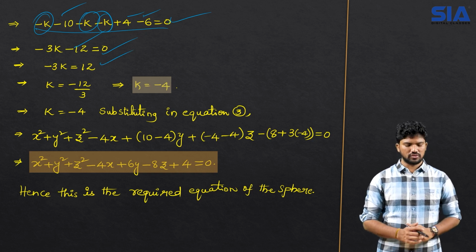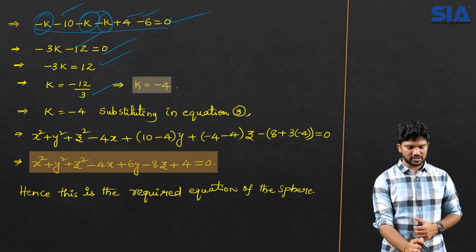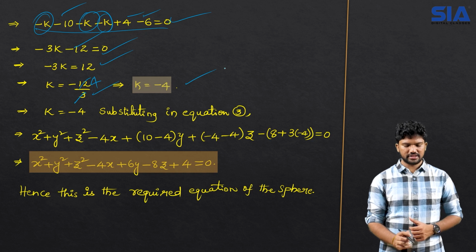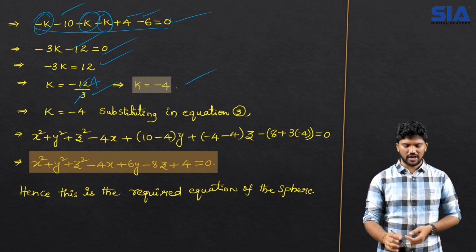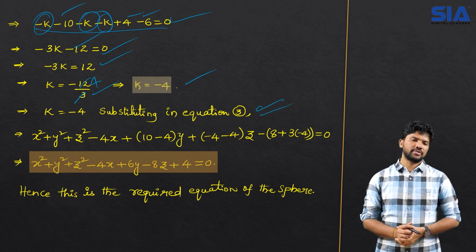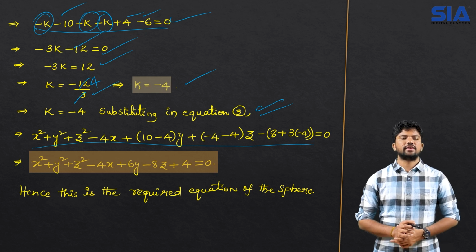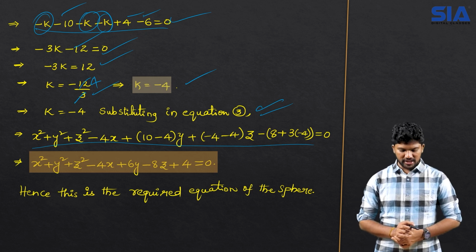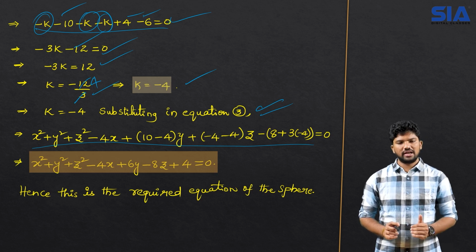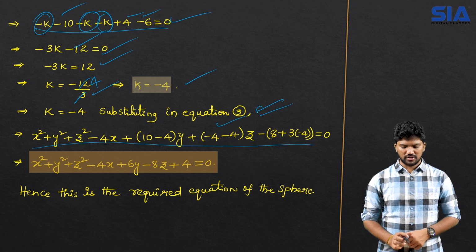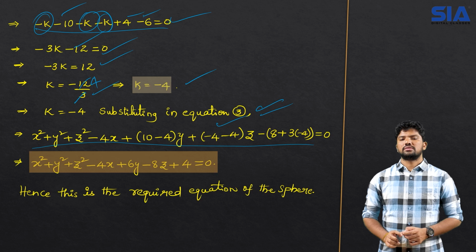Minus 3k is equal to 12, k is equal to minus 12 by 3. Therefore 3 ones are 3, 3 fours are 12, so we get k is equal to minus 4. Now substitute this k is equal to minus 4 value in equation number 3. So if you substitute k is equal to minus 4, x square plus y square plus z square minus 4x plus 10 minus 4y plus minus 4z plus minus 8 plus 3 into minus 4 equal to 0.